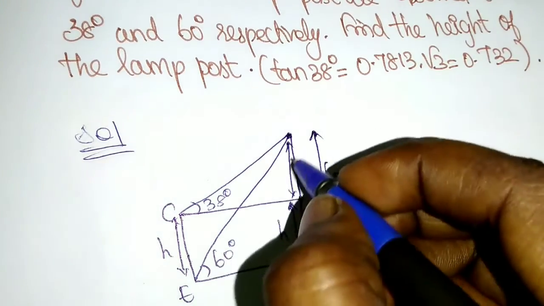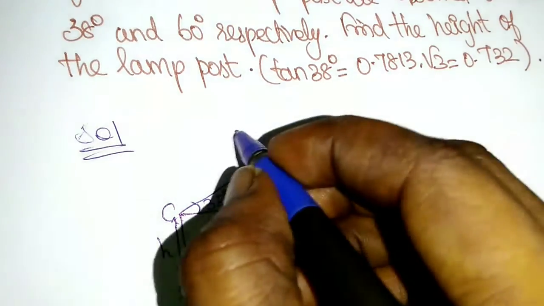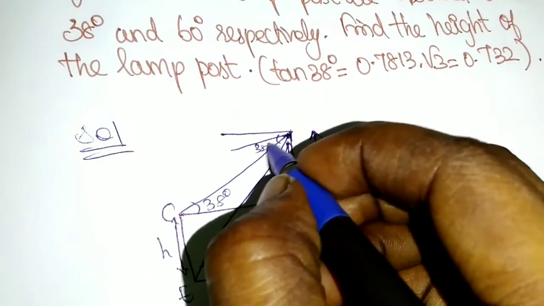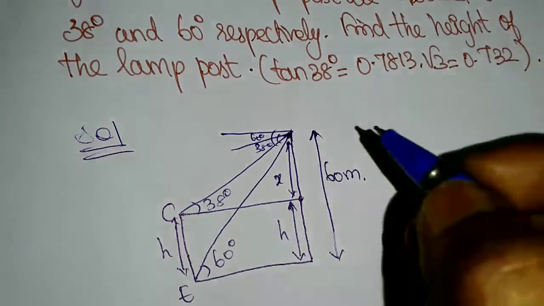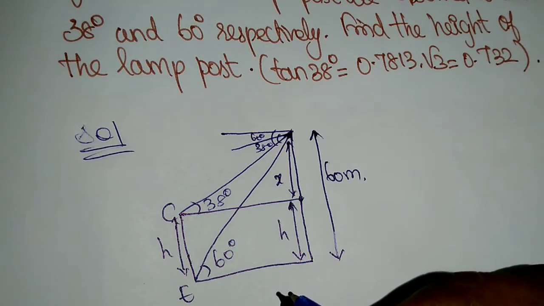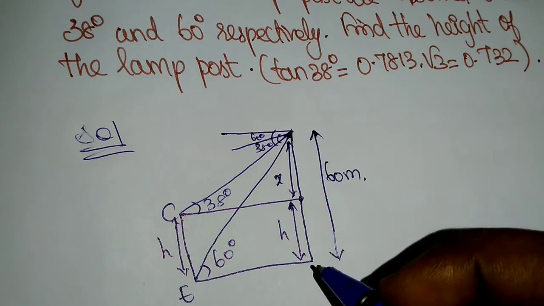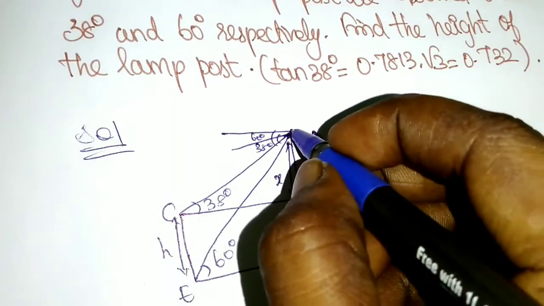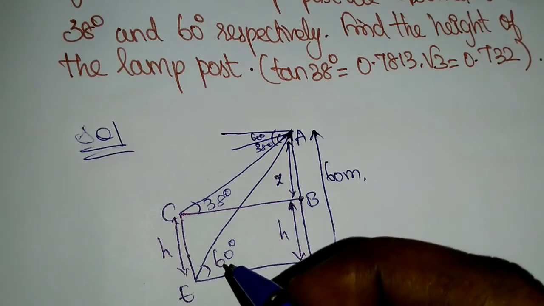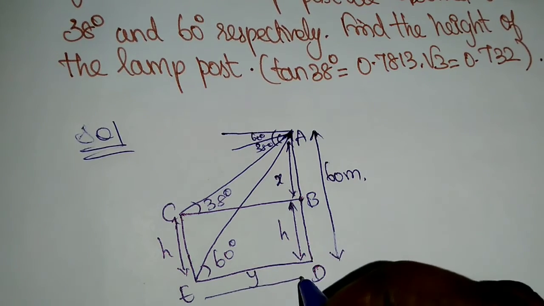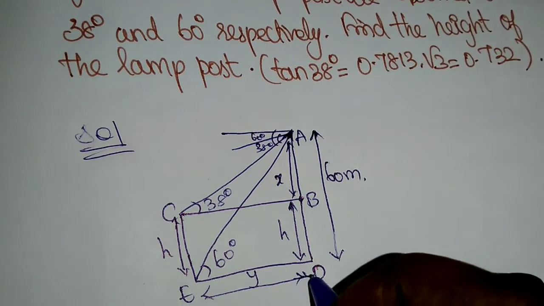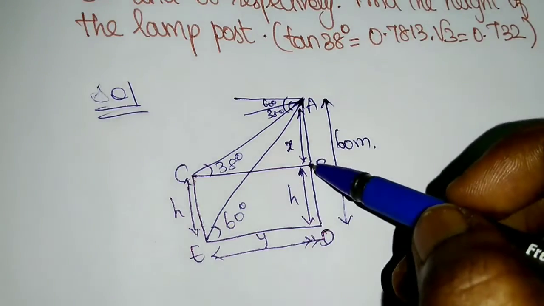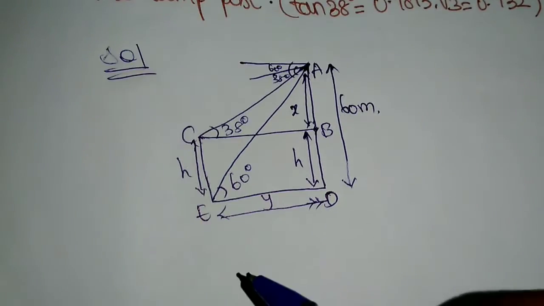It is X. This is D, this is B and this is point A. We have to find the height of the lamp post. The lamp post is X. Okay, solution.